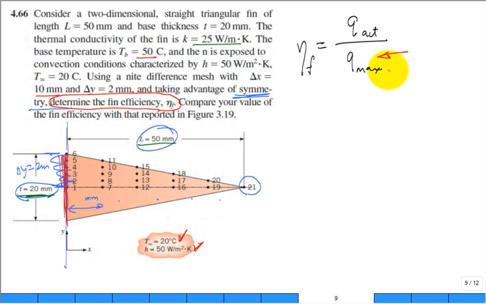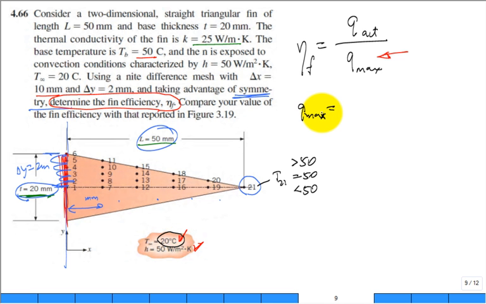Exactly. The entire fin everywhere is exactly the same as the temperature of the base. Could you calculate Q max? And if you could calculate Q max, then I think you know now how to calculate Q actual from the numerical results. Remember, do you think the temperature out at 21 is going to be greater than 50, equal to 50, or less than 50 degrees C? Less. The fluid's at 20, it'll be between 50 and 20. It would be ridiculous to be less than 20 or greater than 50.